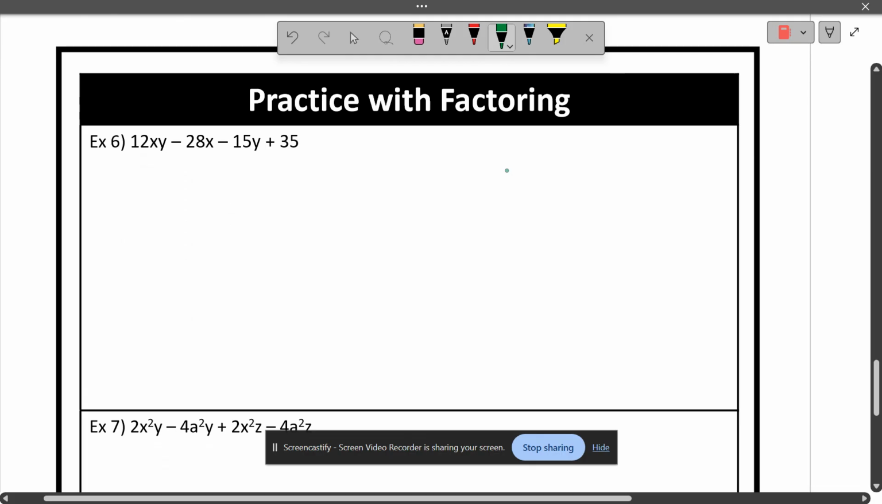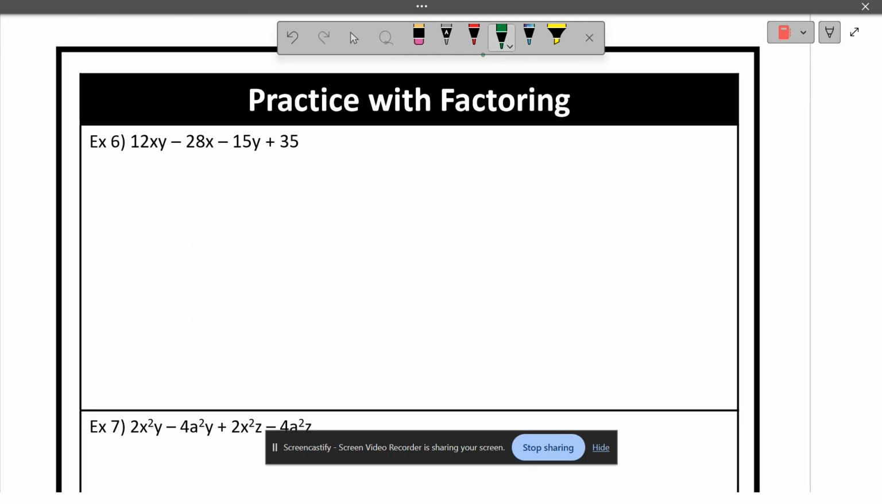Again, with any of these problems, please make sure to pause the video, try some on your own, and once you've got it down, come back and unpause the video.